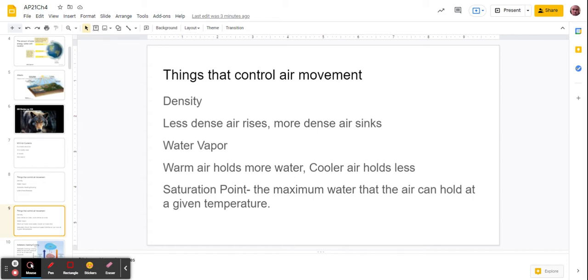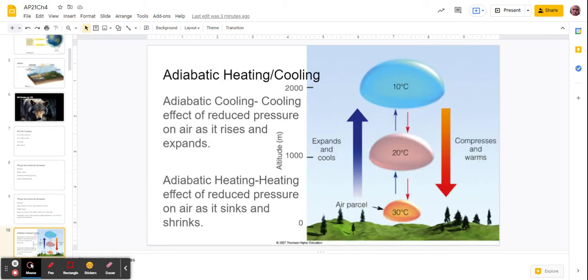So warm air will hold more water, and cool air will hold less water. And there comes a point, it's called the saturation point. It's the maximum amount of water that air can hold at a given temperature. And so these two factors, the density and the water vapor, play a big role in the next thing, and that is adiabatic heating and cooling. Oh boy.